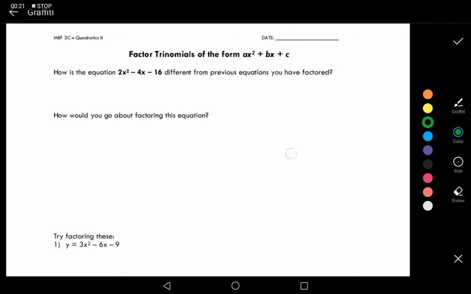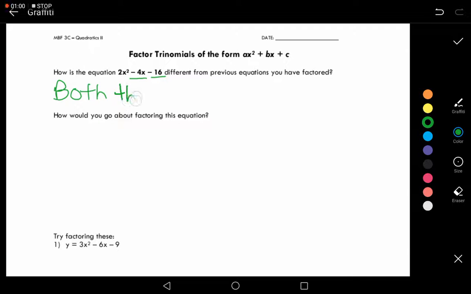So the first thing here says, how is the equation 2x² - 4x - 16 different from previous equations you have factored? So this could be different in a couple of ways. Although we have seen a couple examples where we would have to common factor first, this is one of those examples, right? So it could differ because we have to common factor first. The other thing that's a bit different is we'll notice that both the b and the c term are negative. So that's something we may not have seen before.